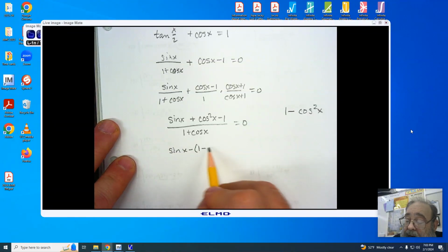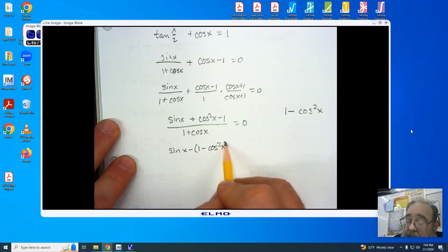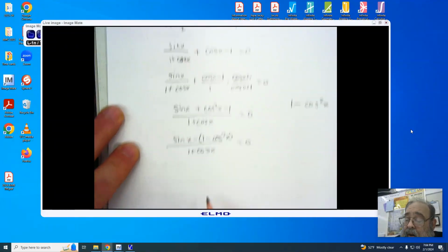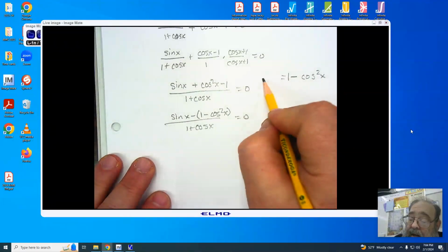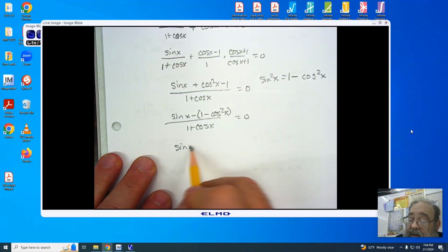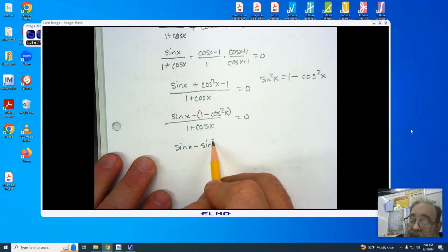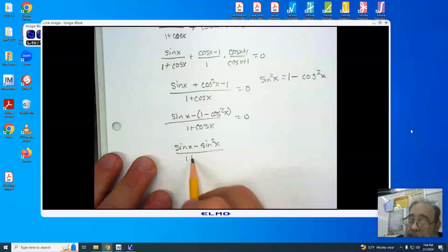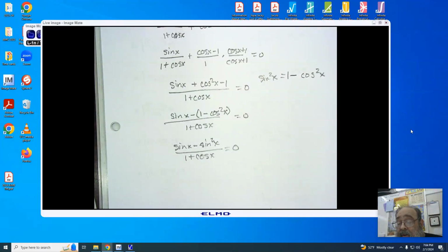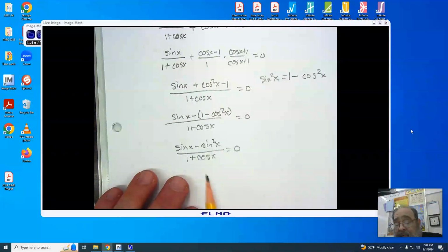Now I have 1 minus the cosine squared of x divided by 1 plus cosine of x equaling 0, and I now use the Pythagorean identity, making this the sine squared of x. Sine of x minus the sine squared of x divided by 1 plus the cosine of x. Now the only real issue here is when I find my answers, I have to make sure that I do not get an asymptote or a 0 in the denominator. That would cause a problem.